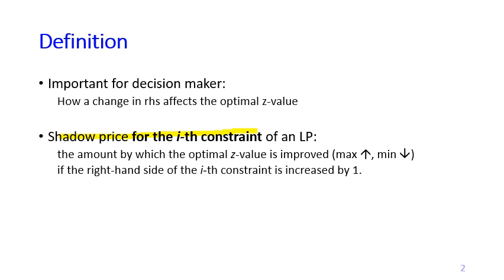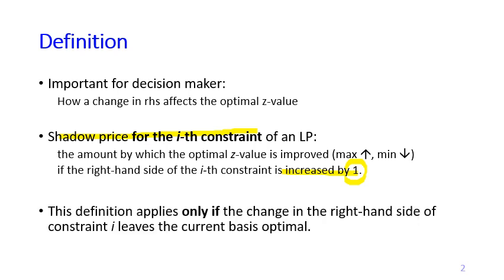Another thing I'd like to emphasize here is that the shadow price is always defined by this: if the right-hand side is increased by 1 unit. So always 1 unit. Okay, so that's the definition of the shadow price for a particular constraint. And then we may use this shadow price for a particular constraint only if the change in the right-hand side of constraint i leaves the current basis optimal.